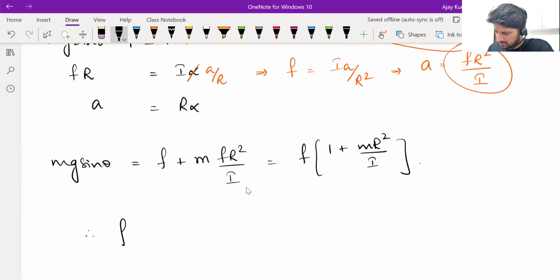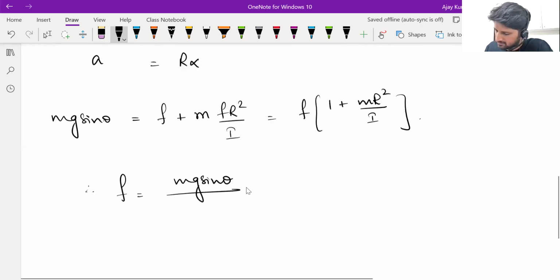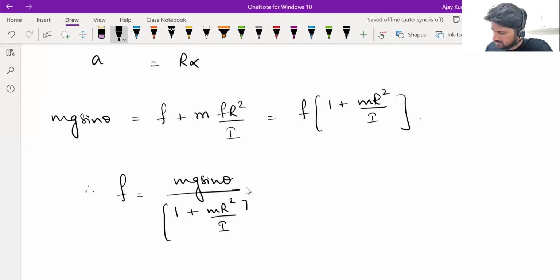Therefore, friction becomes mg sin theta divided by 1 plus mr square by I. Very useful equation. It can help you derive the amount of friction acting based on the type of object. If it's a disk, I is mr square by 2, ring, I is mr square, and so on.